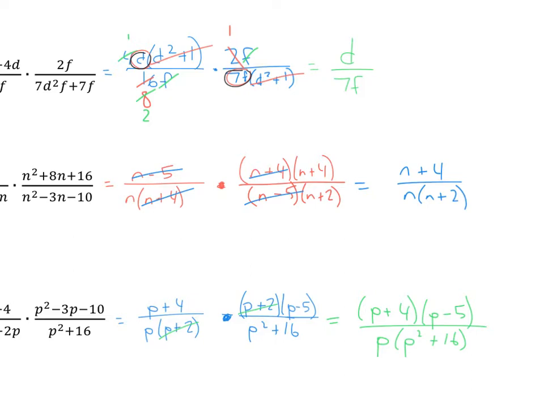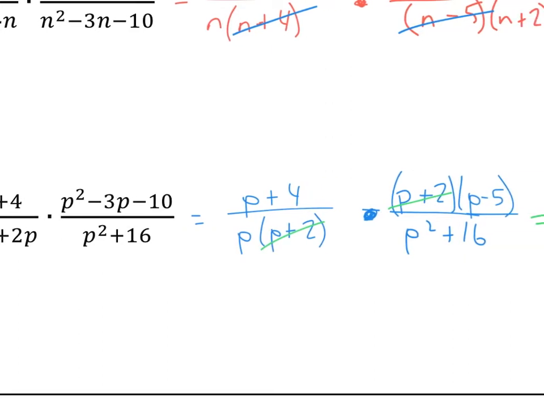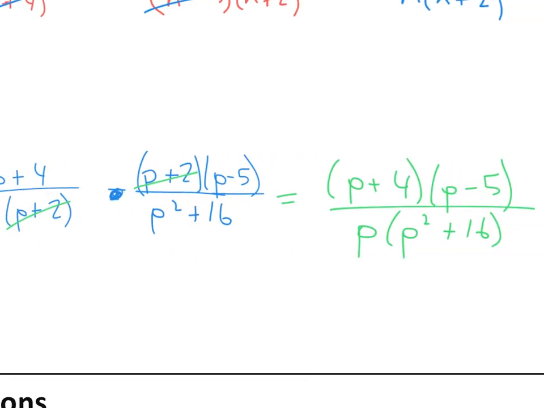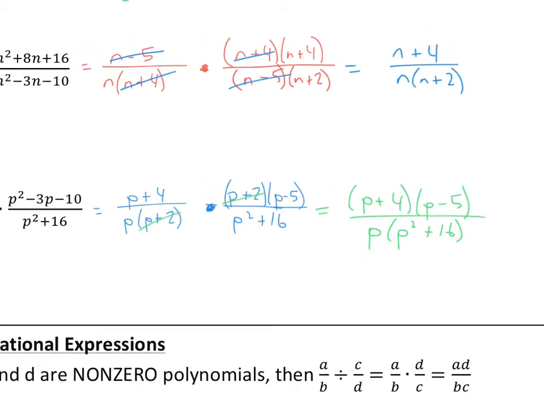times n plus 2. Down below, the first factor here I can pull out is p from down below, so p times p plus 2, and then my top is going to be p plus 2 times p minus 5. And I just left the bottom alone because you see what happens? These p plus 2's cancel, and there's nothing else that would come out of here. So this would be p plus 4 times p minus 5, and then this on the bottom, p times quantity p squared plus 16. So that's how multiplication works.